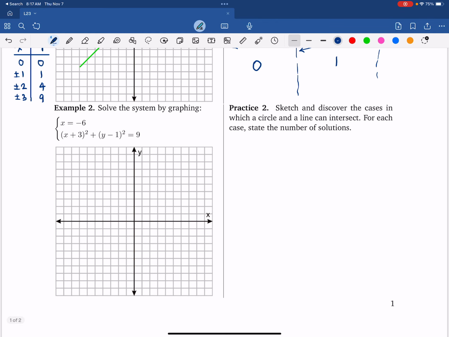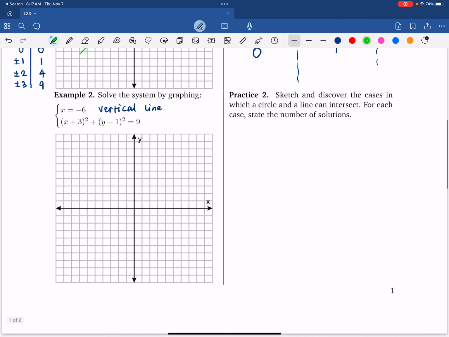Solve the system by graphing. So again, we're going to graph these 2 equations. The first one, x equals negative 6. This one is a vertical line. As you can see, there is no y in the equation. So how do you graph this? You just find negative 6 on the x-axis, which is right here. Right here, right? That's negative 6. And then you just graph a vertical line. Okay, so that will be the first equation.